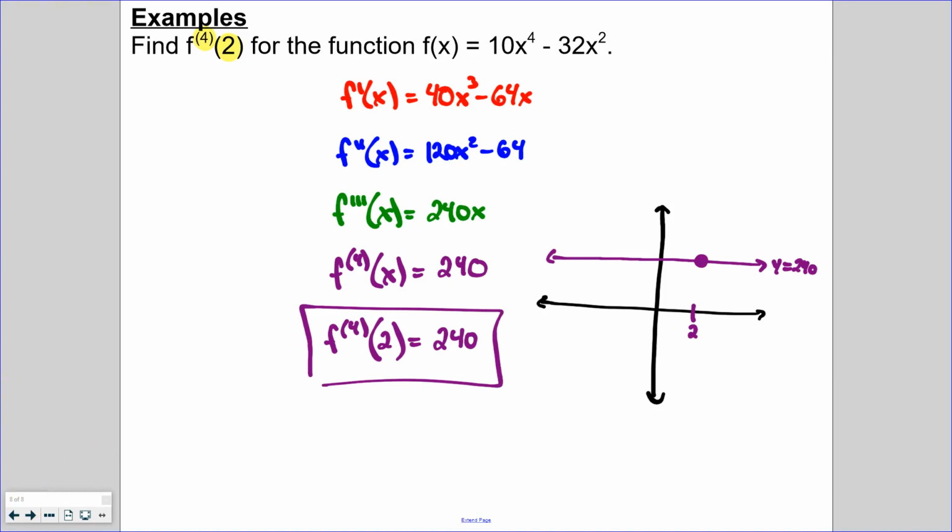All right, folks, and that is finding the second derivative with the power rule.